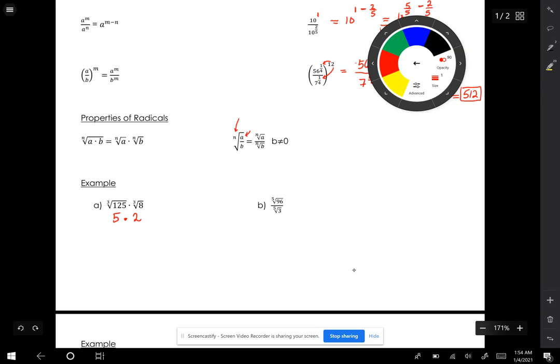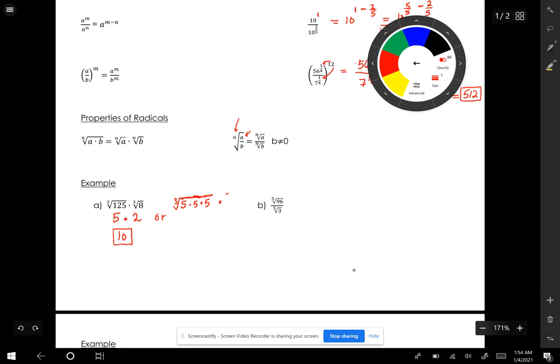And then you multiply those two, so that's 5 times 2 is 10. Now, if this is a little bit difficult for you, here's how I'm going to teach some of these when they get more difficult. So you can write the cube root of 125 as prime numbers. So 5 times 5 times 5.